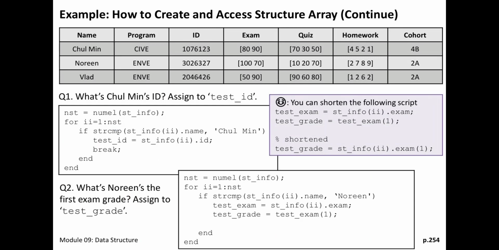Let's see how to process data in a structure variable. So we are going to solve the same problem. What is the question? The question is, what is Chalmin's ID?